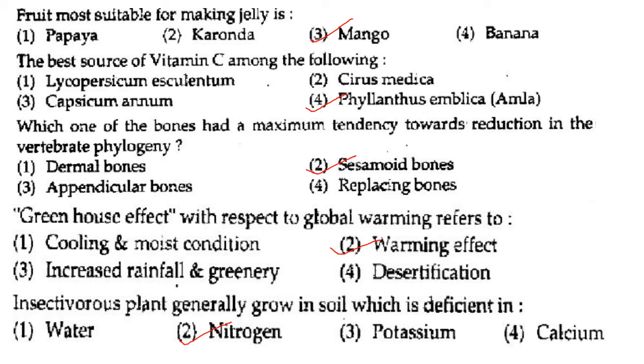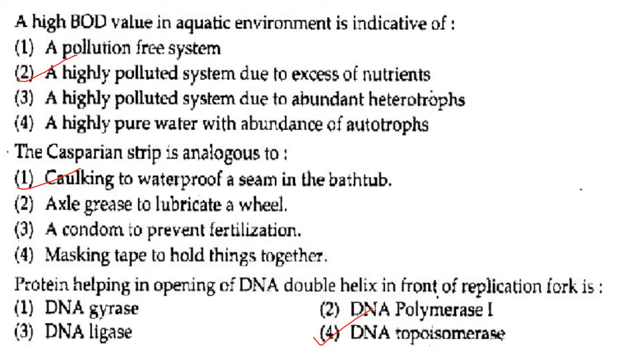Next one. Insectivorous plants generally grow in soil which is deficient in option 1, water, 2, nitrogen, 3, potassium, 4, calcium. Answer is option 2. A high BOD value in aquatic environment is indicative of option 1, a pollution-free system. Option 2, a highly polluted system due to excess of nutrients. Option 3, a highly polluted system due to abundant heterotrophs. Option 4, a highly pure water with abundance of autotrophs. Answer is option 2, a highly polluted system due to excess of nutrients.